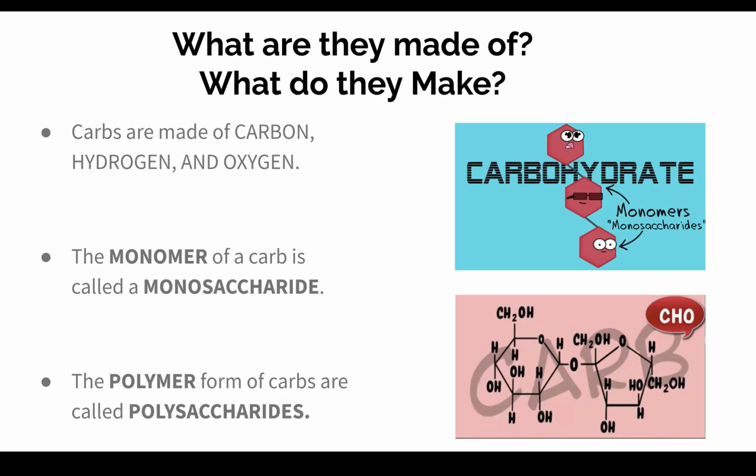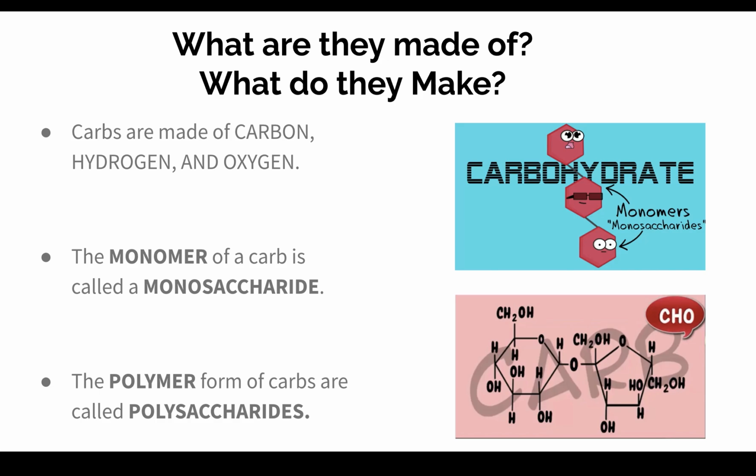So what are they made of? Carbohydrates are made of carbon, hydrogen, oxygen. Again, three of those elements are from the CHOMPs that you saw earlier in the slides. The monomer of carbohydrates is called a monosaccharide. Again, mono means one, poly means many. So the monomer of a carb is a monosaccharide. The polymer of a carb is a polysaccharide.